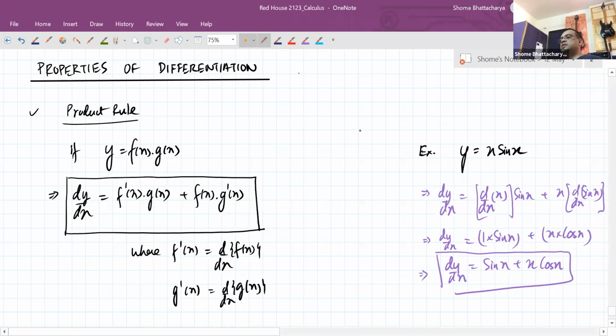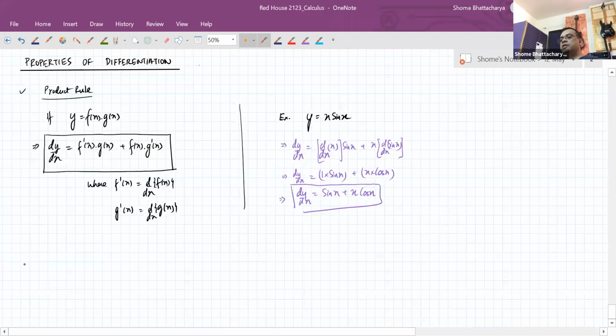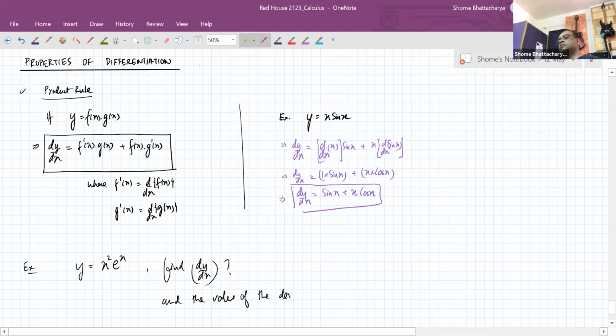So this is the property, and this is an example of how we use this property for this. Okay, so take down this along with the example and try out the following question. Okay, so just try this question, people.